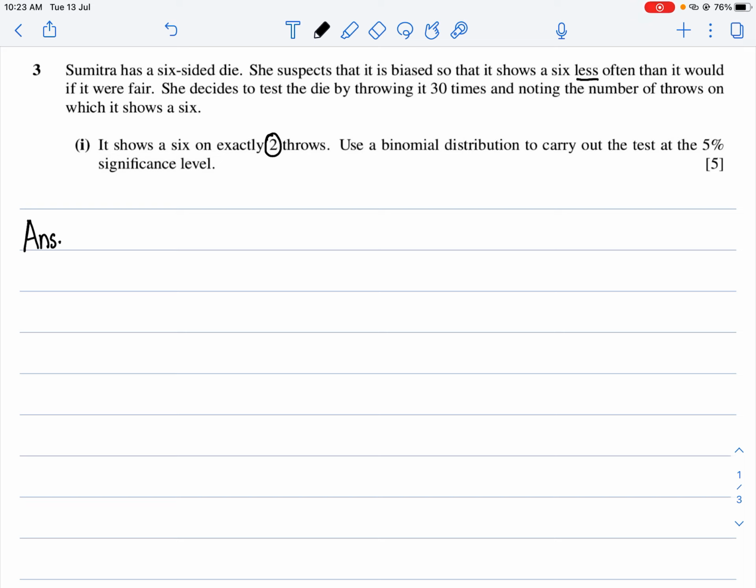Okay, so what do I need to do? First state the null hypothesis. The null hypothesis states that the probability is equal to 1 over 6, because first we assume that the die is fair. The alternative hypothesis is the rival claim, which says the probability is less than 1 over 6.